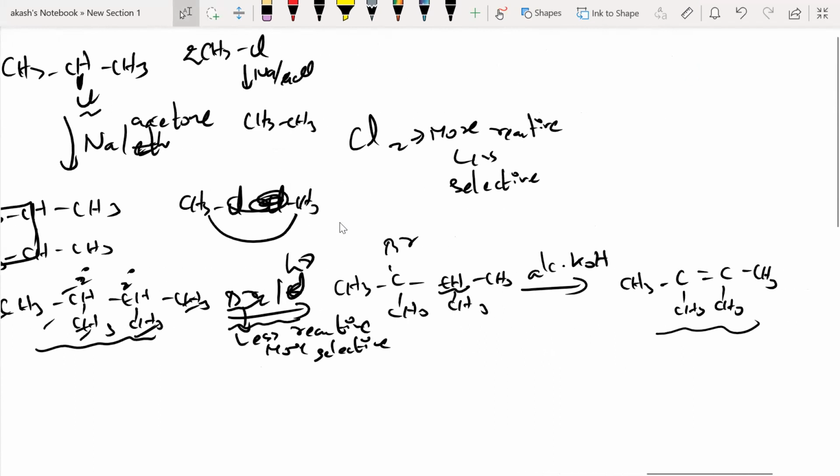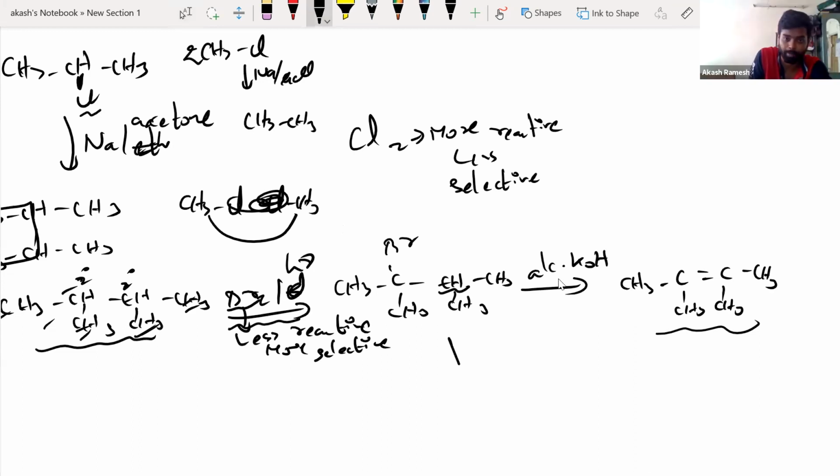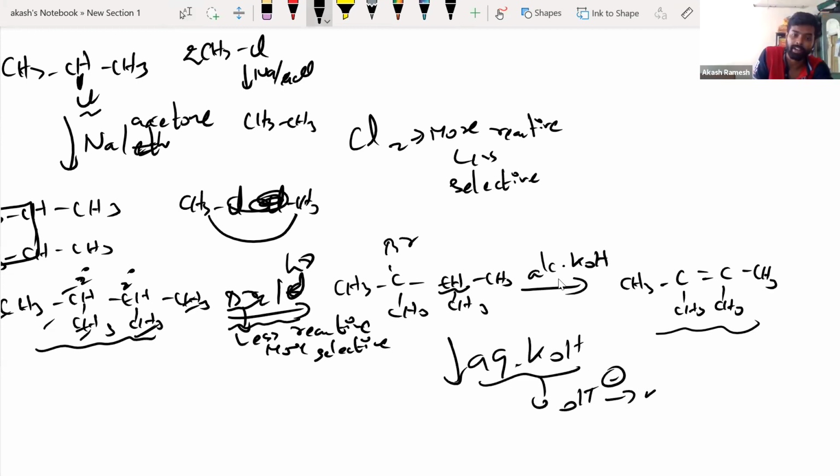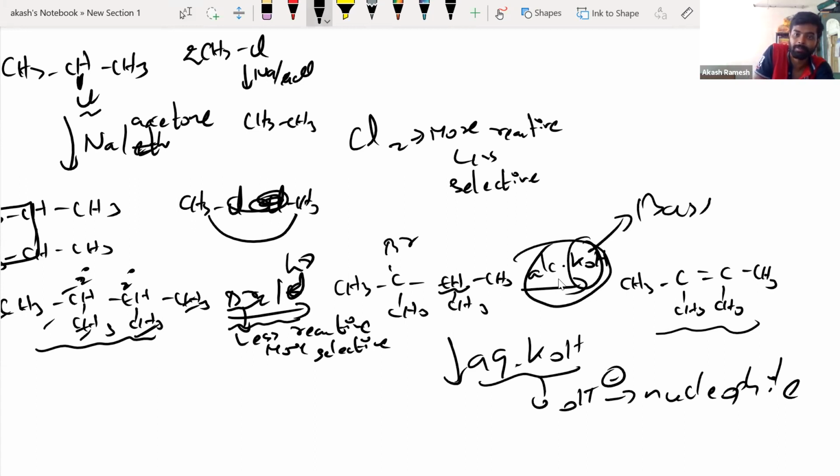Sir, what if it is aqueous KOH in the last step, instead of alcoholic KOH? Oh, good question. If I put aqueous KOH, the OH minus is going to act as a nucleophile. Here, alcoholic KOH acts as a base.